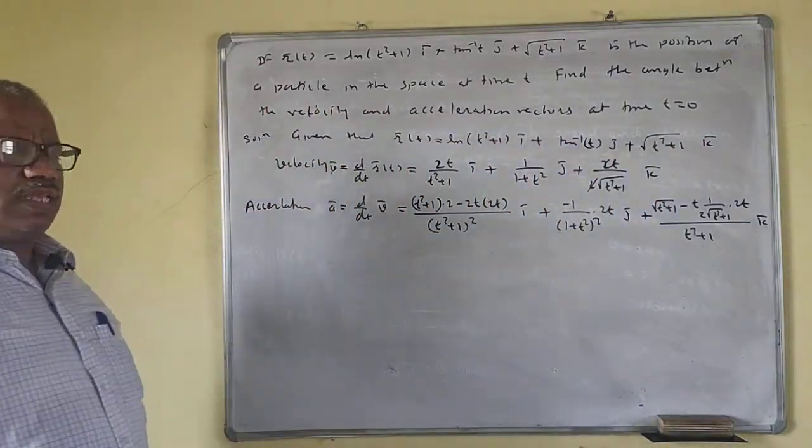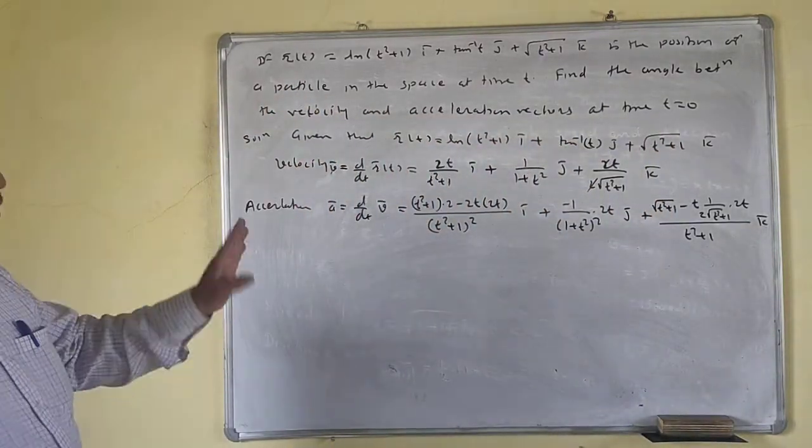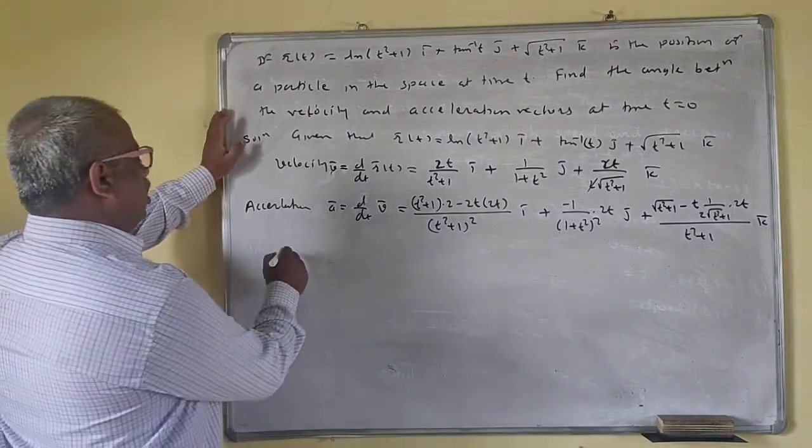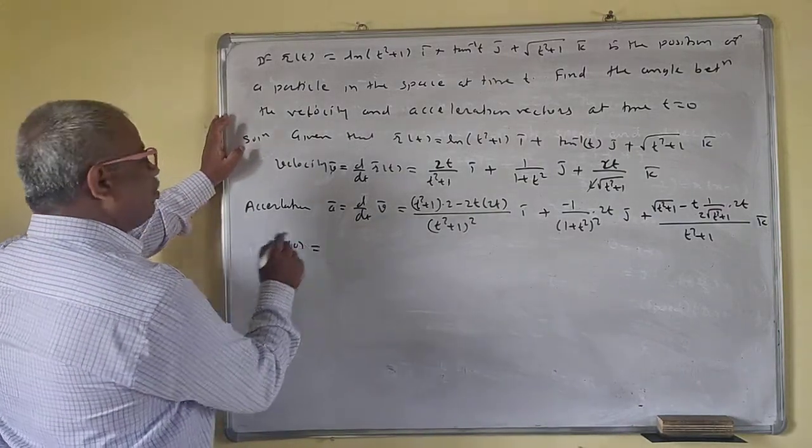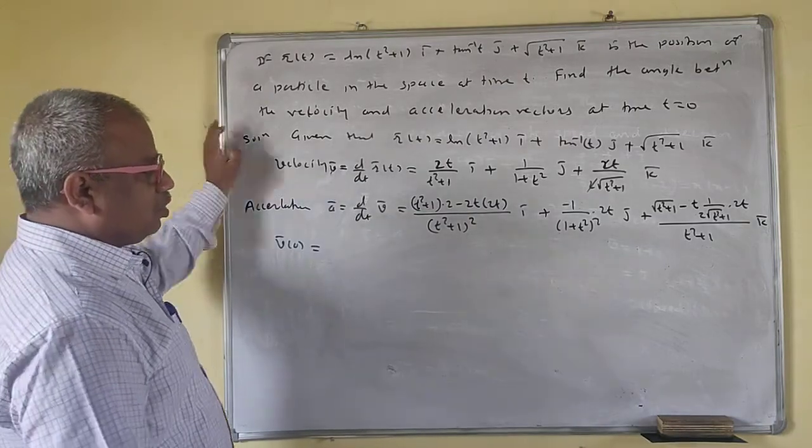We are not simplifying this; we will directly put t is equal to 0. So what is v bar at 0? Just we will find v bar at 0. So this is 0.